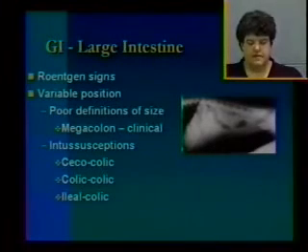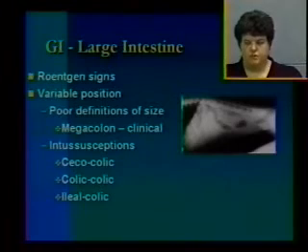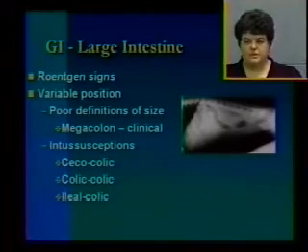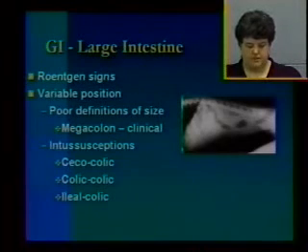Large intestine, same things are going to apply as to small intestine. It has a very variable position, just like small intestine does. There are very poor definitions of what's normal and abnormal for size, mostly because it's variable on what diet they eat. Megacolon is really a clinical diagnosis unless they have an obvious restriction in their pelvis.